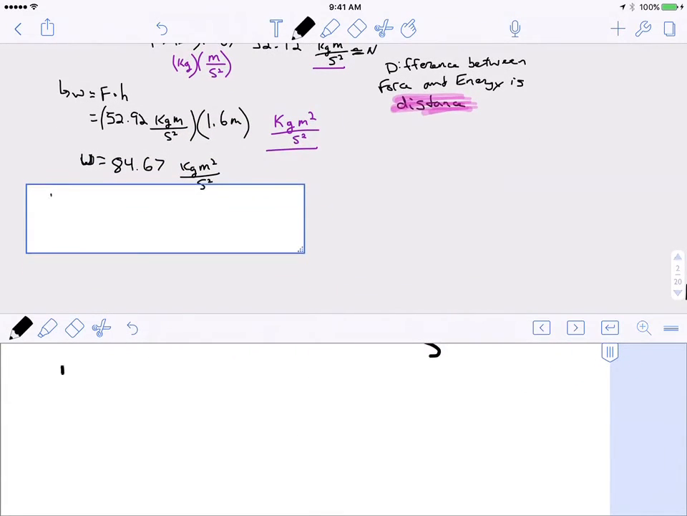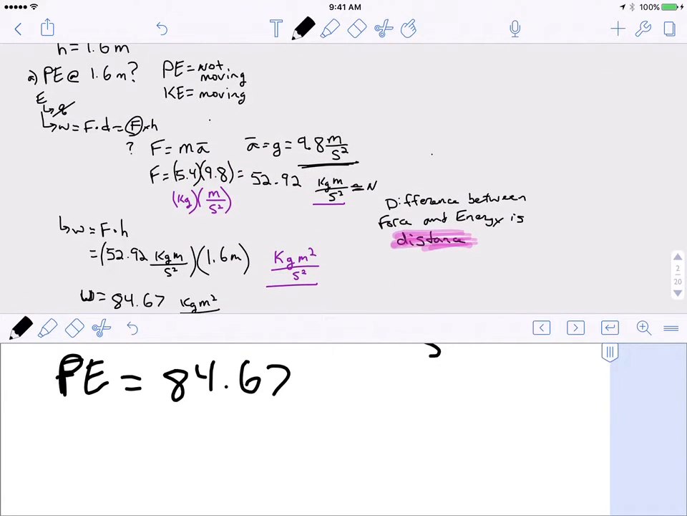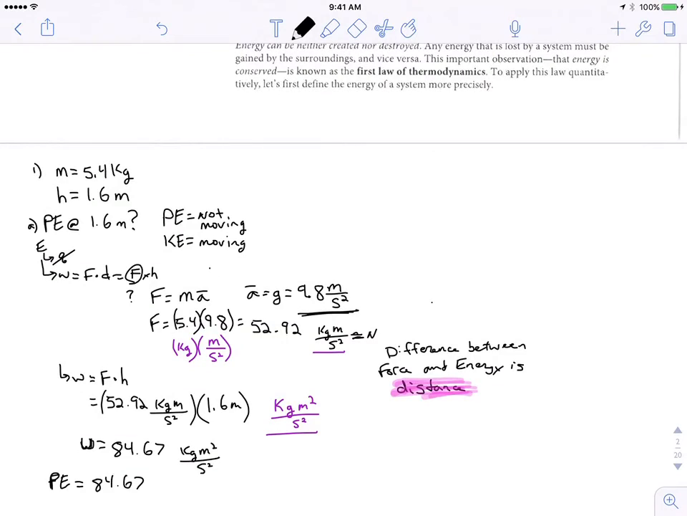So as the potential energy reaches a maximum amount of 84.67, potential energy means that it's not moving, kinetic energy means that it's moving. At this point, my bowling ball isn't moving. I'm just holding it above the ground. It's all potential energy. Once I drop the ball, it starts to move closer to the ground because of gravity. All that potential energy gets transferred into kinetic energy.